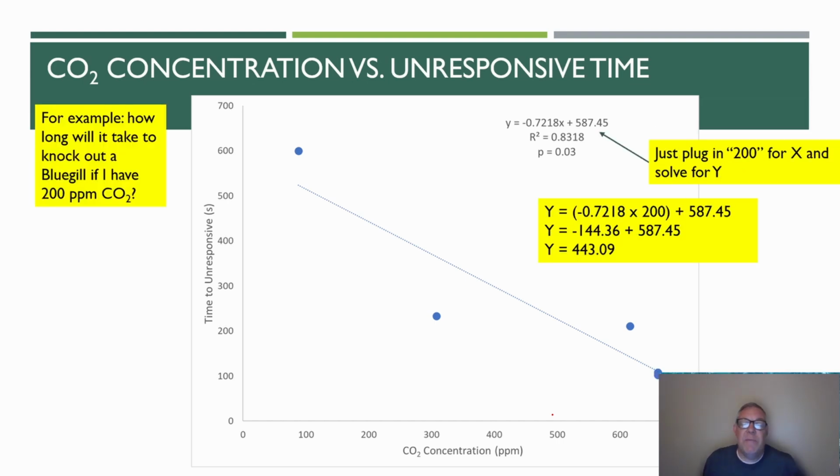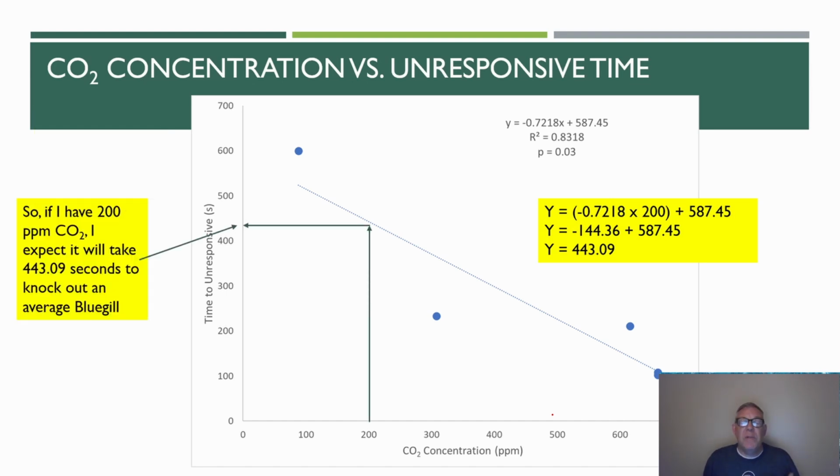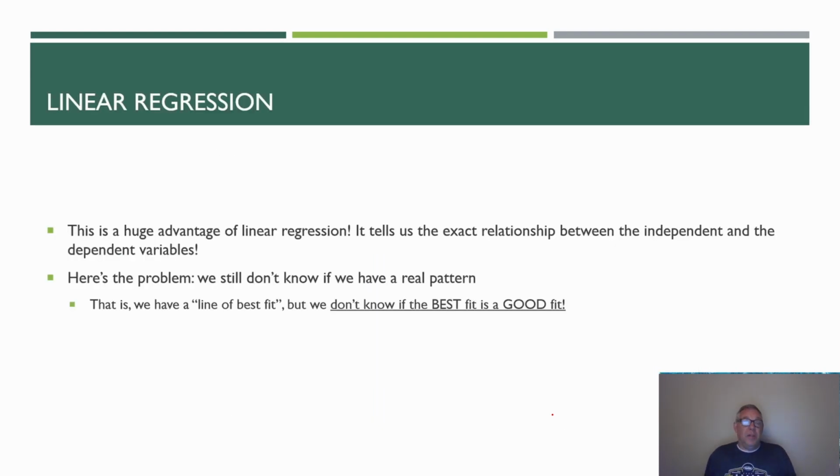And so say I've got 200 parts per million of CO2. Well, I just plug in 200 for X, and then I solve for Y. And so when I solve for Y, it's 443.09. So if I've got 200 parts per million CO2, then I would expect an average bluegill to get knocked out in about 443.09 seconds. That's how we can use this equation and this line of best fit. So it's very powerful because it gives us the actual relationship between the two variables. And so that's what I'm saying here.